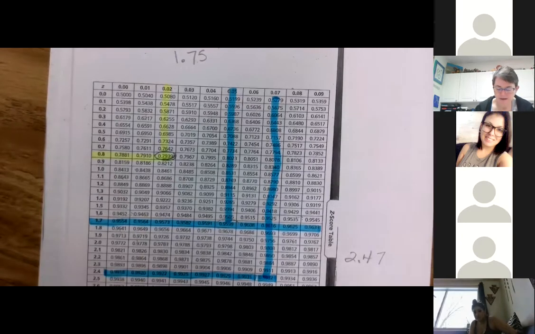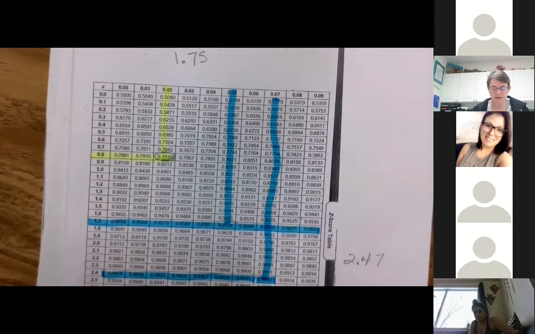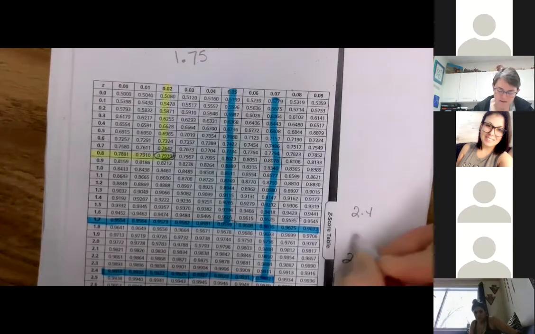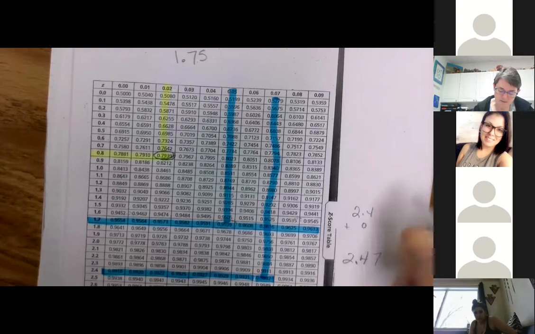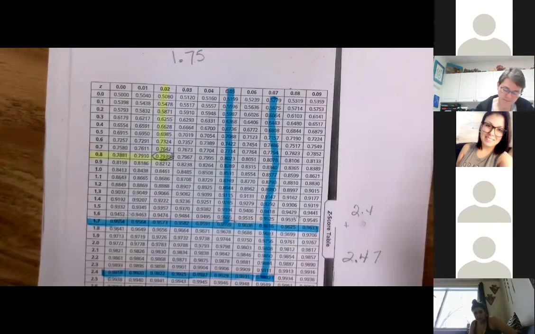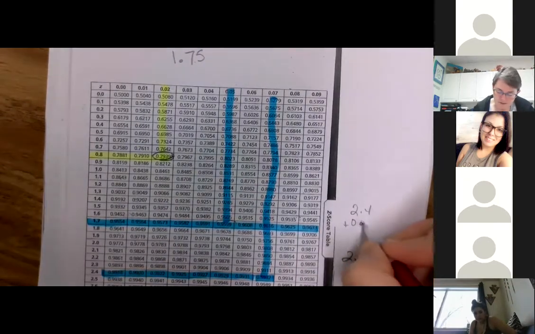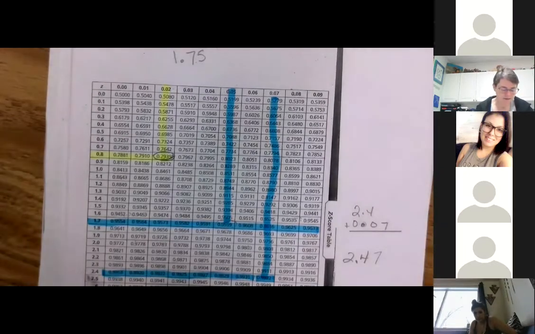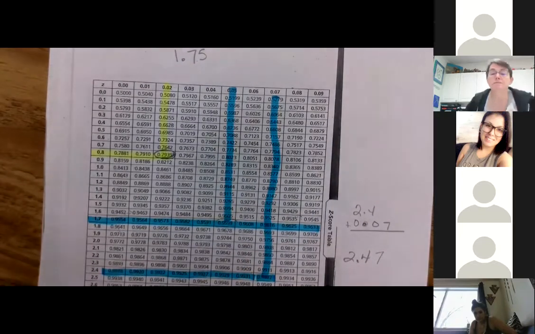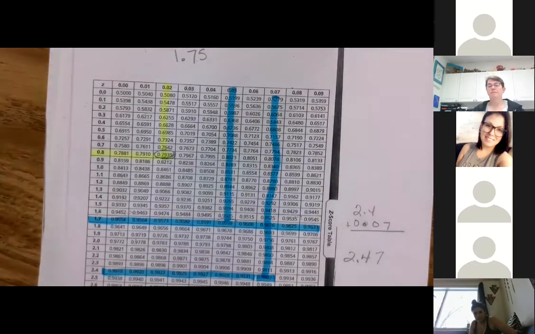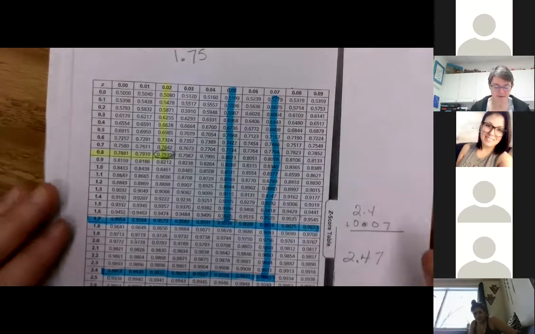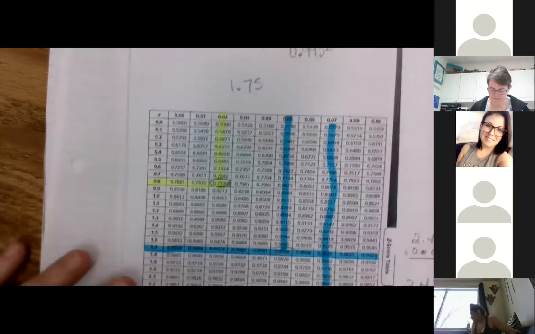0.7. Yep. Now, if you guys are getting weirded out, I just realized what you can do. You can go 2.4 plus 0.07. You can just add this one and this one, and you'll always get your answer. Oh, I just realized that. Whoopsies. Okay, let's get back to our question.